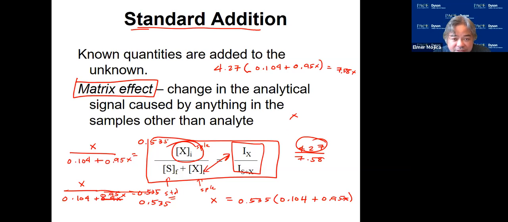So that's where I messed up in the math. So 4.27 times 0.104, I get around 0.444, plus 0.95 times 4.27, so I get around 4.05, equals 7.98x. So 7.98 minus the 4.05 and then divided by 0.444.